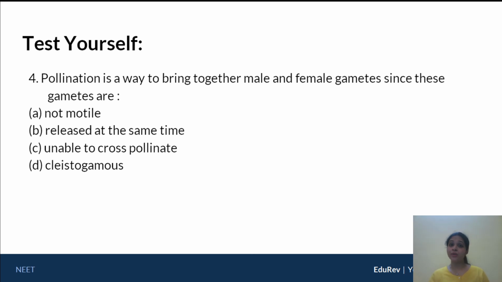Cleistogamous. Now in cleistogamy you do not require a pollinating agent, as we have already studied. So the answer here is option A. Since both of them are non-motile, it is essential that the male gametes are transferred by the process of pollination, whether it be self or cross.